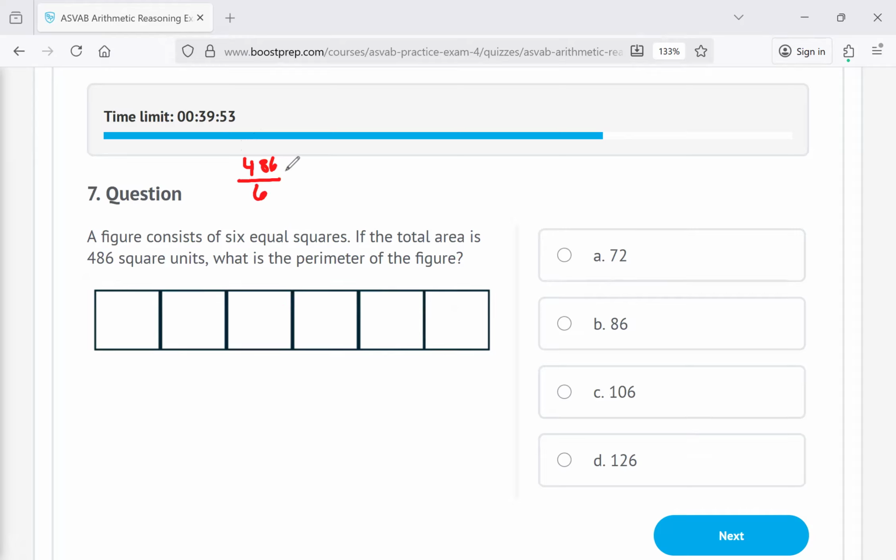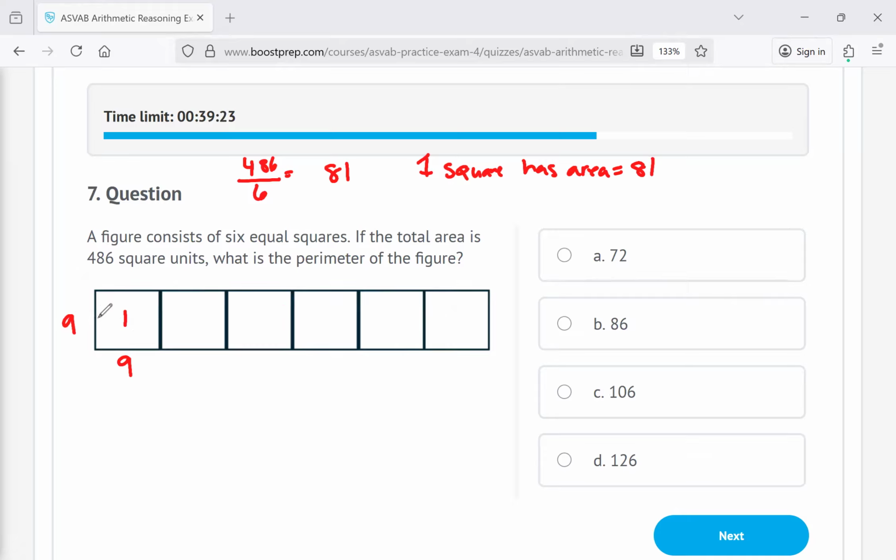So if I do 486 divided by 6, you get 81. What does 81 mean? It just means that one square has an area of 81. That's it. So if one square has an area of 81, what is the side length? 9, right? Because in a square, what is the area of a square?